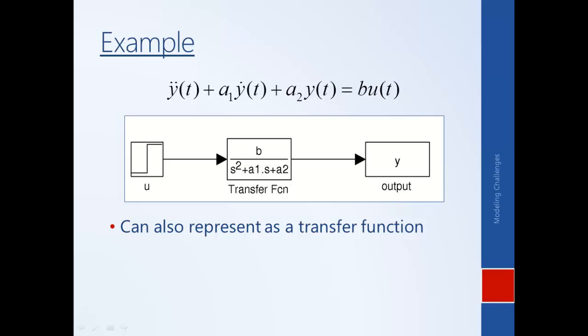Then we take the Laplace transform of the differential equation and we assume zero initial conditions. So we take the Laplace transform of this, and then we rearrange it into the form of output over input, y of s divided by u of s. And if we do that, this is the resulting transfer function that we get. And so there's a block within Simulink that represents transfer functions.